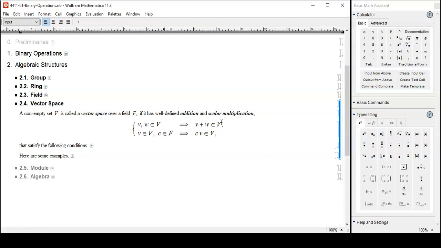And we have to have vector addition and scalar multiplication. Vector addition is an internal binary operation. Scalar multiplication is external. We have to consider an additional set, and that has to be a field. So the scalar is coming from a certain field. In linear algebra class, we usually deal with the scalars from the set of real numbers, but we can consider complex scalars too.